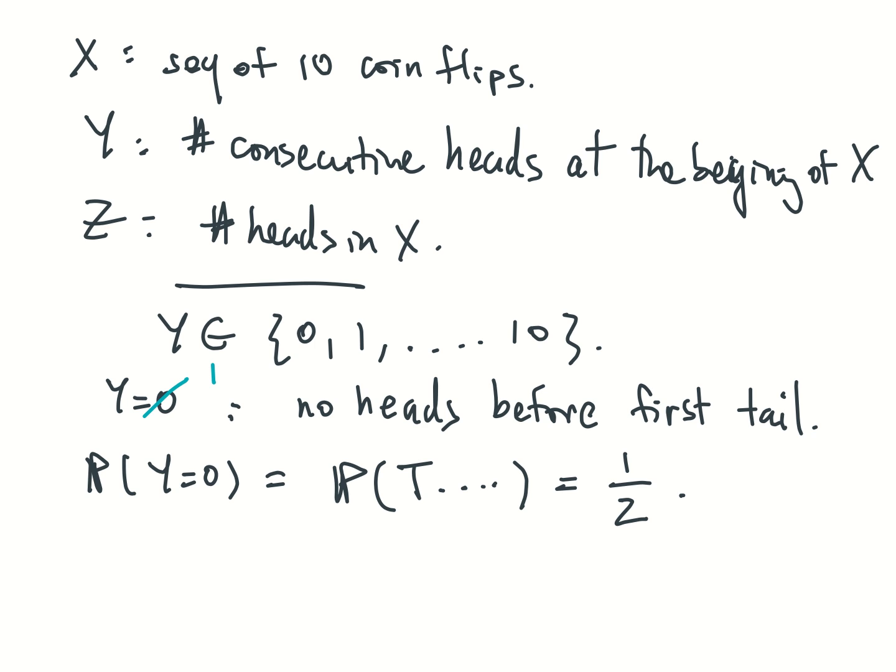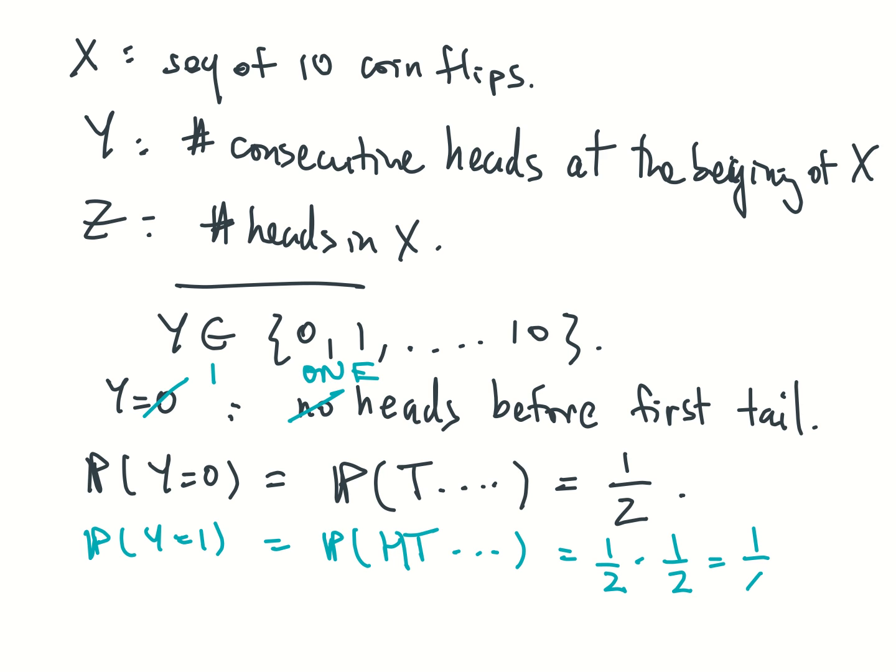Y equals 1 means exactly one head before the first tail. So the probability that y equals 1 is the probability that the sequence starts with head, tail, and this happens with probability a half times a half, which is 1/4.